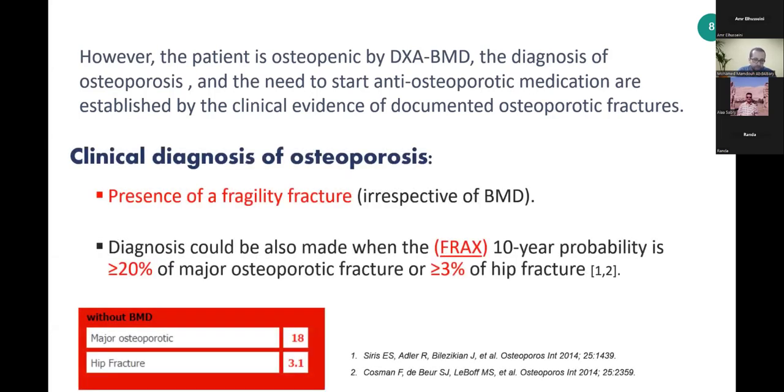So we all know the WHO operational definition of osteoporosis: if you have a T-score of minus 2.5 or less, you have osteoporosis. But also, if you have a fragility fracture, irrespective of bone mineral density, then you are osteoporotic. And moreover, if you have a very high 10-year probability of fracture, you can be diagnosed as osteoporotic based on the FRAX score.